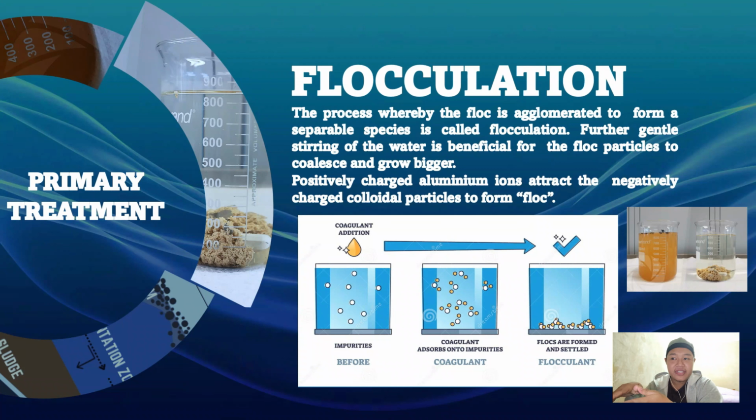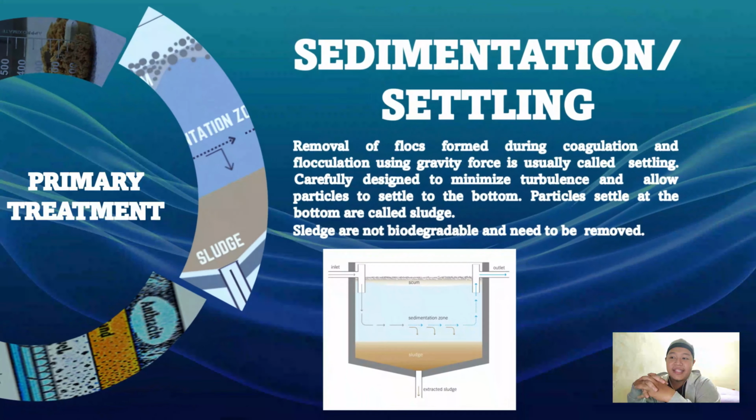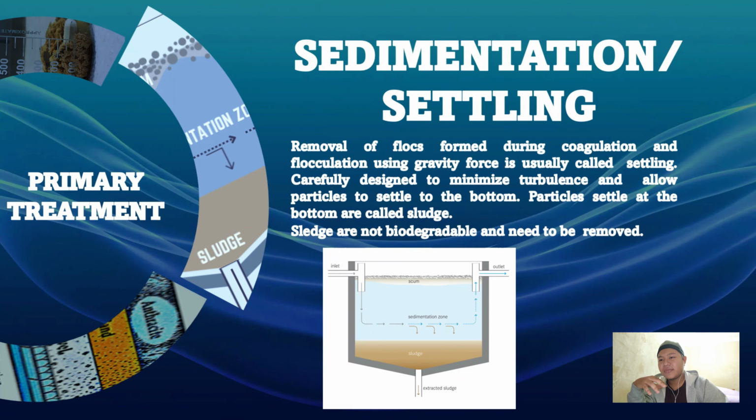After that, flocculation. In this step, the floc that formed earlier in the coagulation step will be stirred gently so that the floc particles coalesce or grow bigger, resulting in a separable species that we call floc. And then in the sedimentation step, the floc is removed using gravity force. It is designed to minimize turbulence and allow the particles to settle down to the bottom.